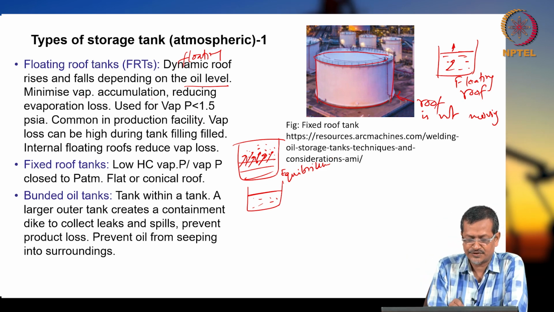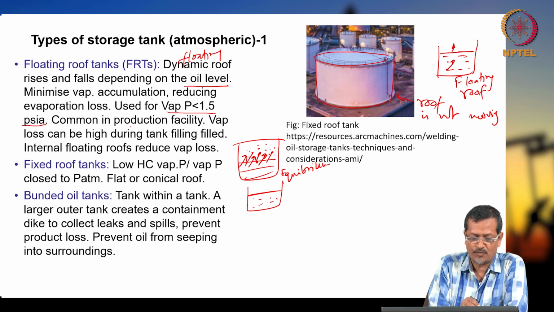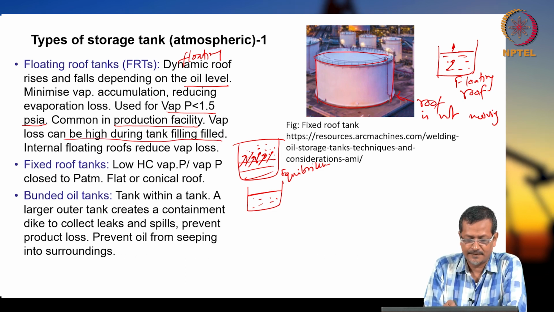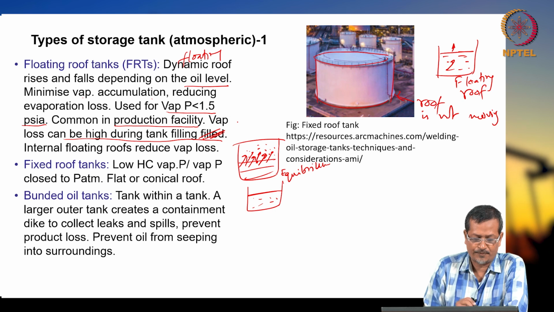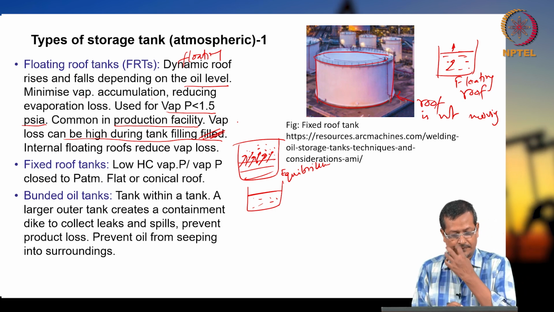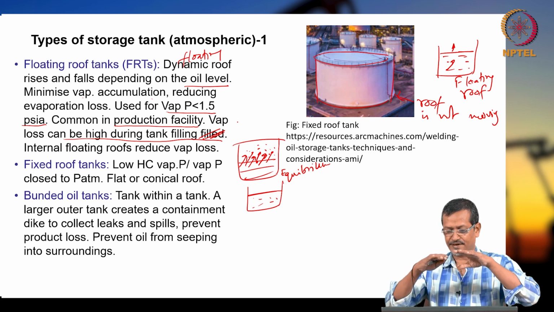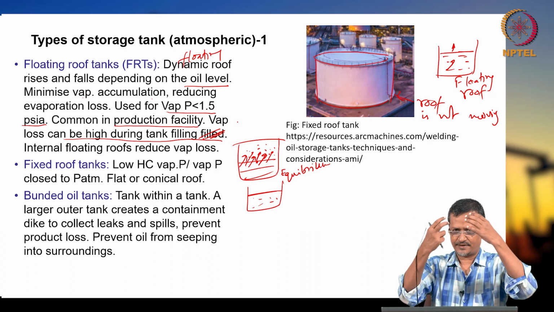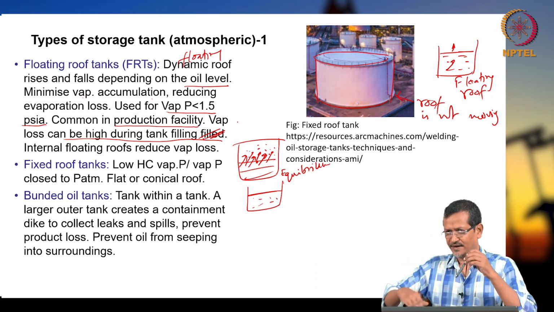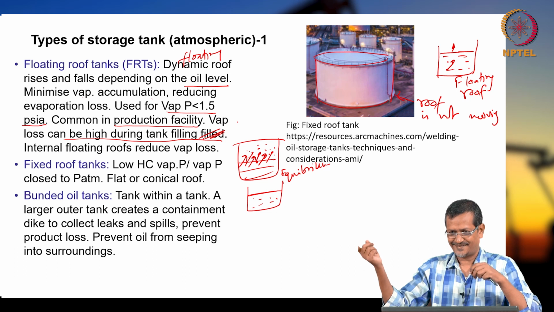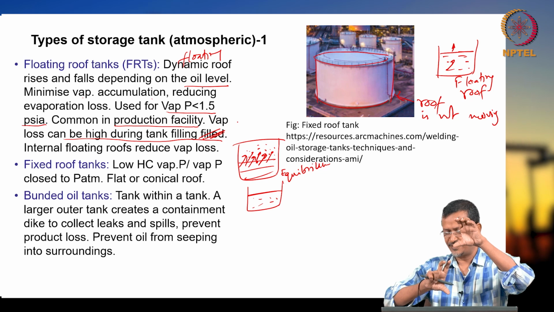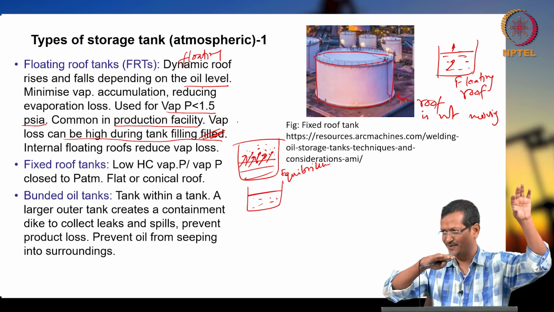So, common in production facility, use vapor pressure less than 1.5 psi. It is common in production facility. Vapor loss can be high during tank filling operation. When tank is getting filled, let us say initially tank is half filled, some portion in a fixed roof tank is filled with vapor. Now, you are filling the tank, so that vapor must be going out because you are filling liquid, right. So, 50% let us say filled with vapor, 50% liquid, you are increasing liquid level, so that must be going out, then liquid can be filled.